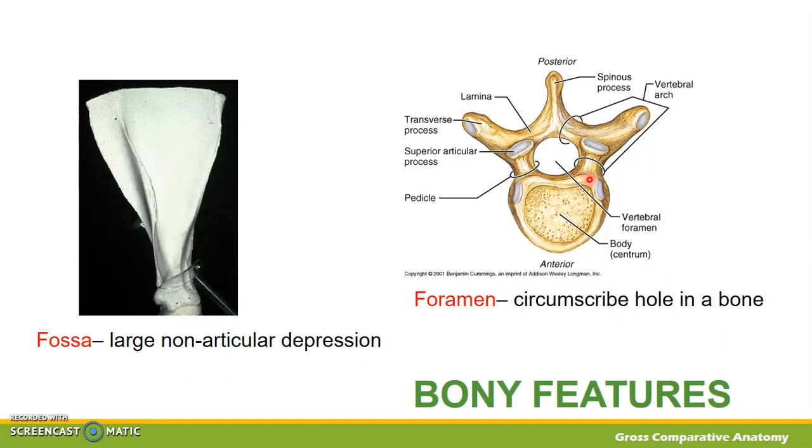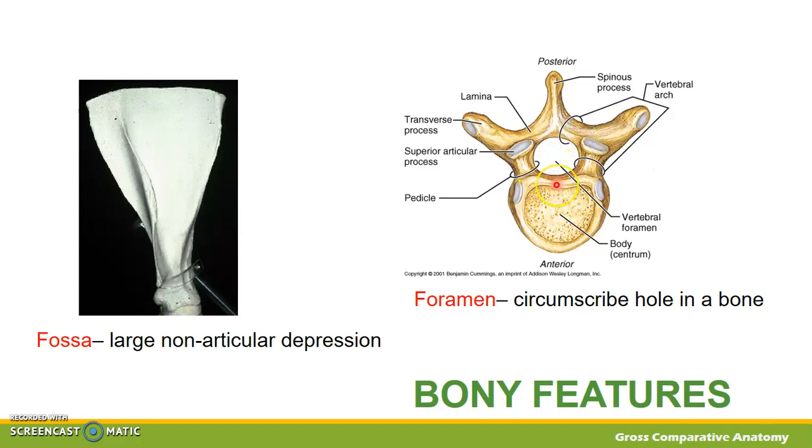For the non-articular depression, fossa. These are large non-articular depressions for muscle attachment. As we mentioned a while ago, the scapula is a flat bone where muscles are being attached. And foramen is a circumscribed hole in a bone. So this foramen is the opening inside the bone. And when these foramina are built together, they will form a canal, as in the case of the vertebral canal.